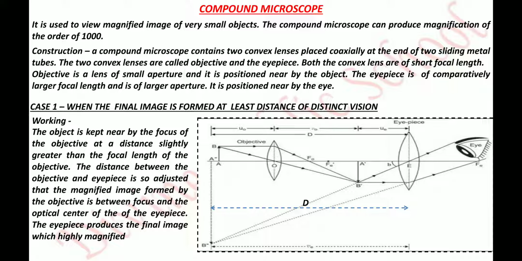The distance between the objective and the eyepiece is so adjusted that the magnified image formed by the objective is between focus and the optical center of the eyepiece. As I have told you, A dash B dash is between focus and the optical center of the eyepiece. The eyepiece produces the final image which is highly magnified, and that highly magnified image is A double dash B double dash. Now what we have to do? We have to derive the formula for magnifying power of compound microscope for this case.